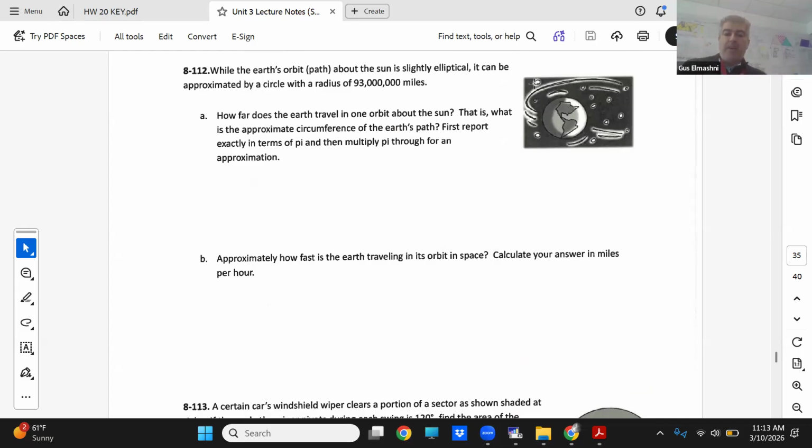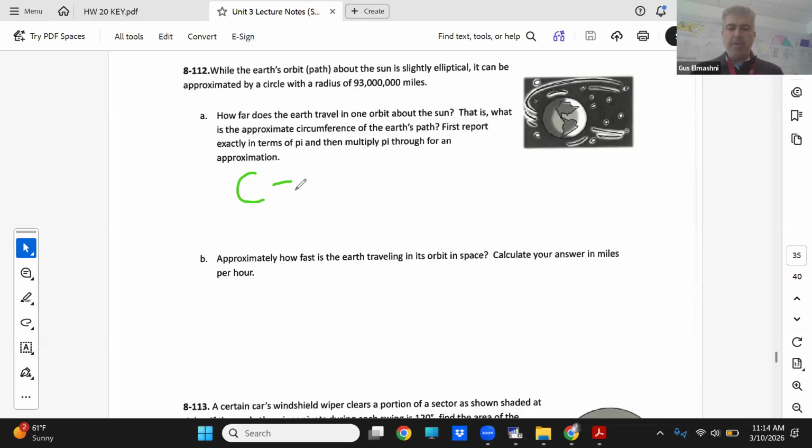Earth's orbit around the sun is slightly elliptical. We'll assume it's a circle, so it can be approximated by a circle with a radius of 93 million miles. Okay. So obviously we orbit around the sun, right? How far does Earth travel in one orbit around the sun? So basically, what is the circumference?